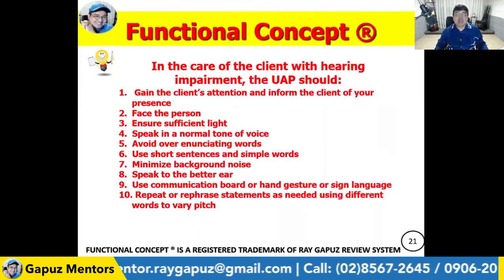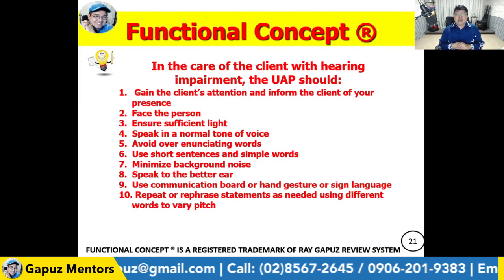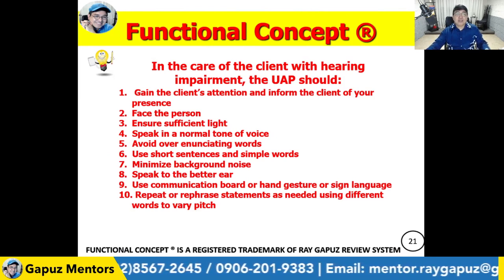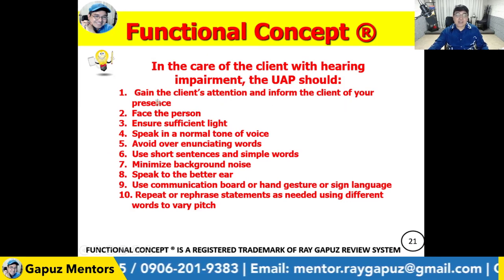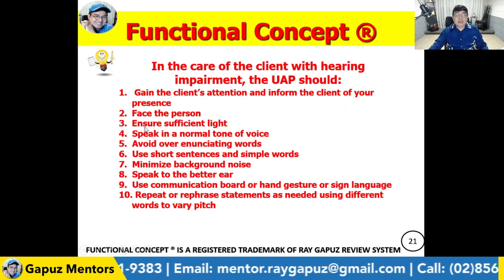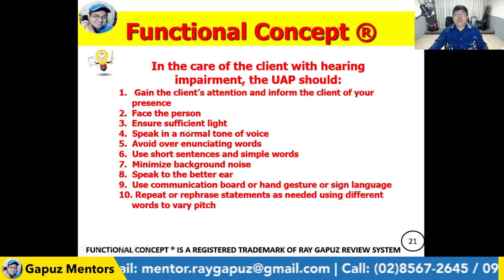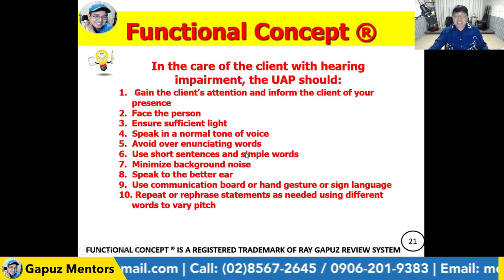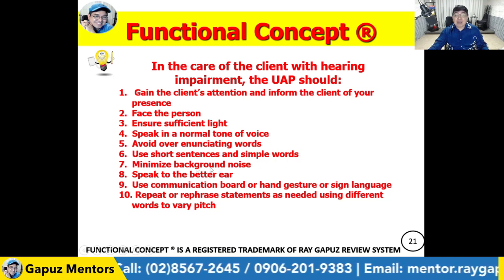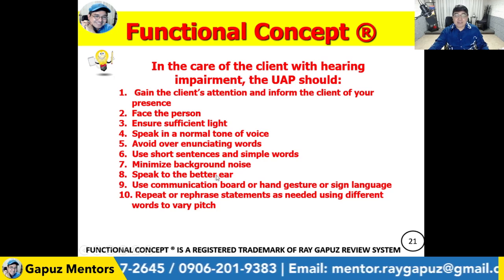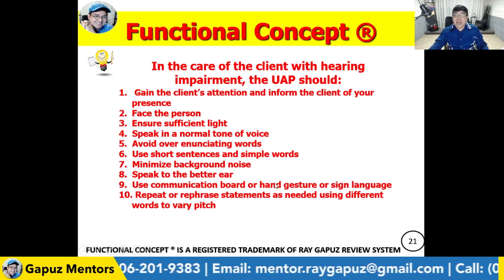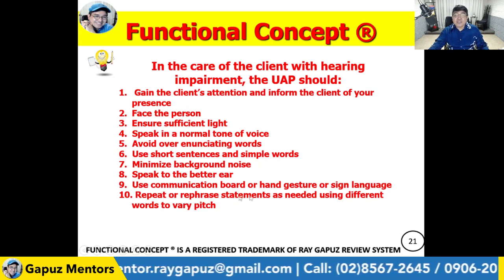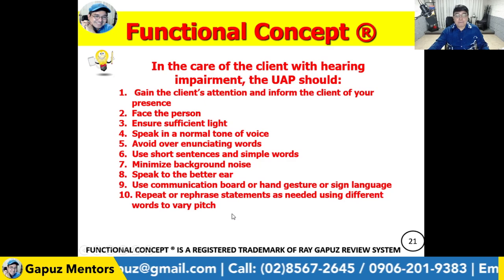Minimize environmental noise. Now, in the care of a client with hearing impairment, the unlicensed assisted personnel should gain the client's attention and inform the client of their presence, face the client, ensure sufficient light, speak in a normal tone of voice, avoid over-enunciating words, use short sentences and simple words, minimize background noise, speak to the better ear, use a communication board or hand gesture or sign language, and repeat or rephrase statements as needed using different words to vary pitch.